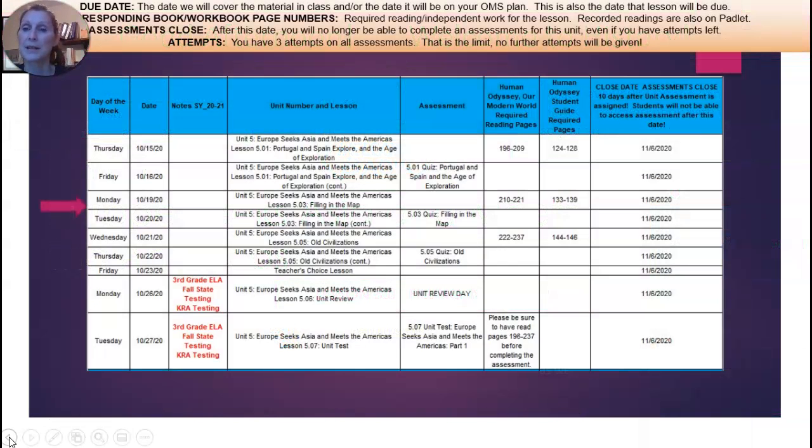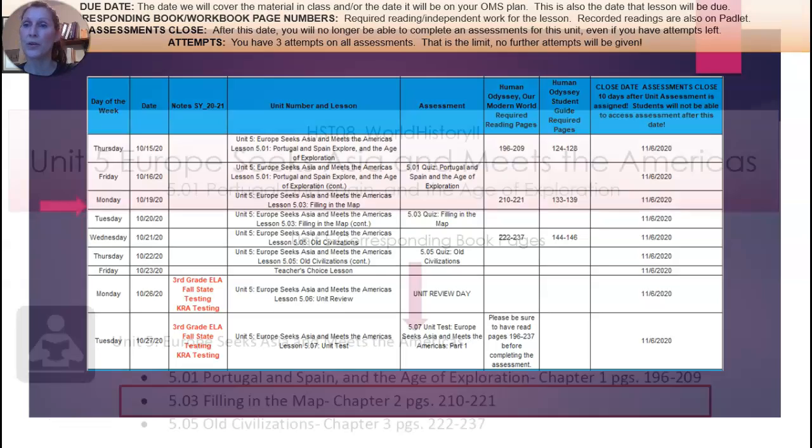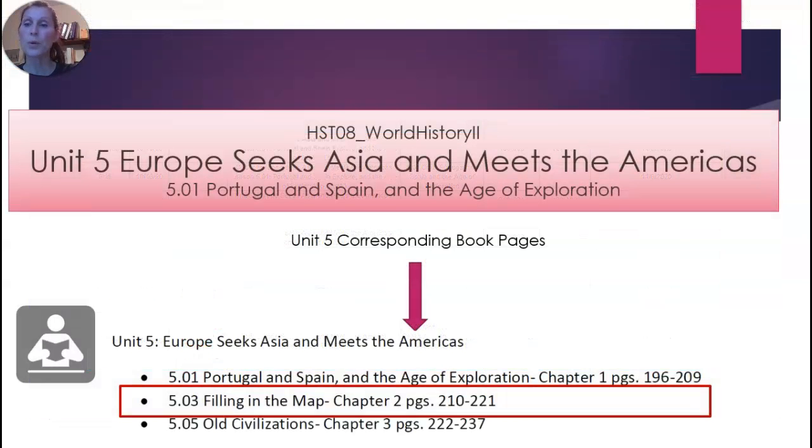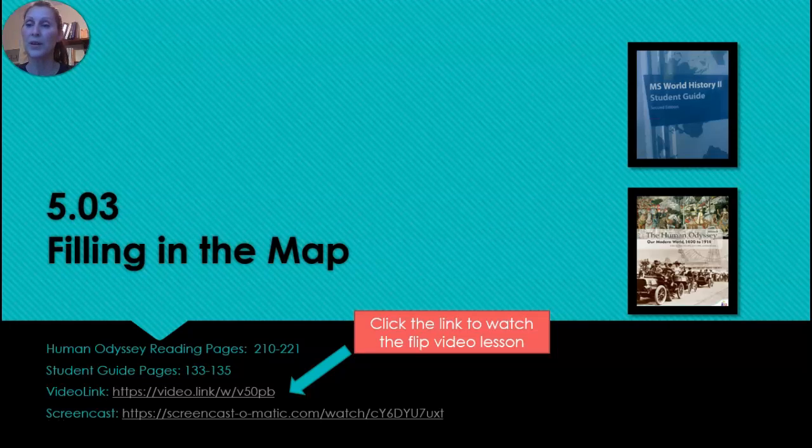Here is our syllabus. And as you can see, tomorrow is going to be Monday the 19th. When you're watching this, it will be Monday the 19th. And we are on that lesson, and it goes along with your student guide pages 133 to 139. Okay. So what we're going to do first is we are going to watch the flip video lesson.